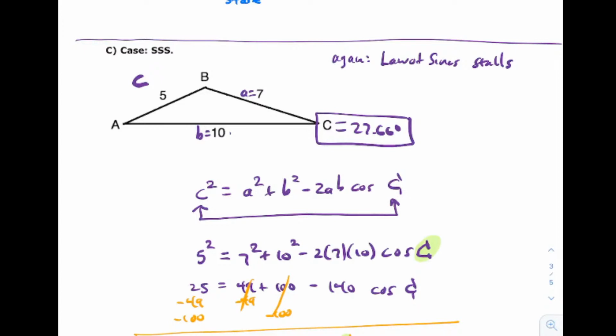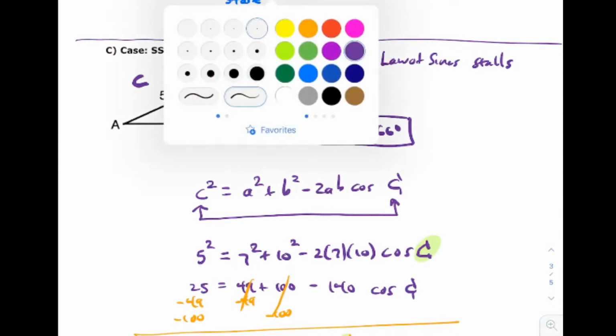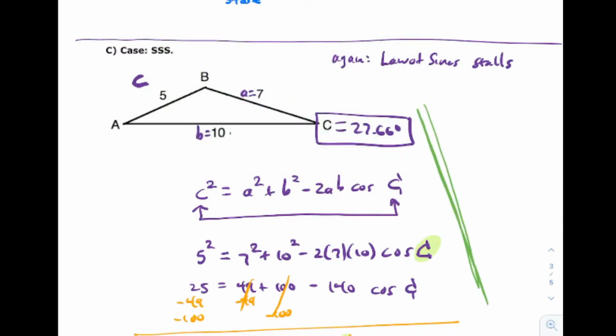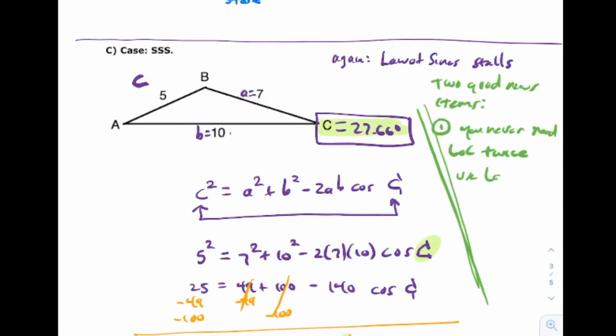Let's say you wanted to get another angle, right? Would you have to use the law of cosines again? Nope. 2 pieces of good news. One item. You never need to use law of cosines twice on the same triangle. In other words, now that I've got an angle here, I can start using law of sines.